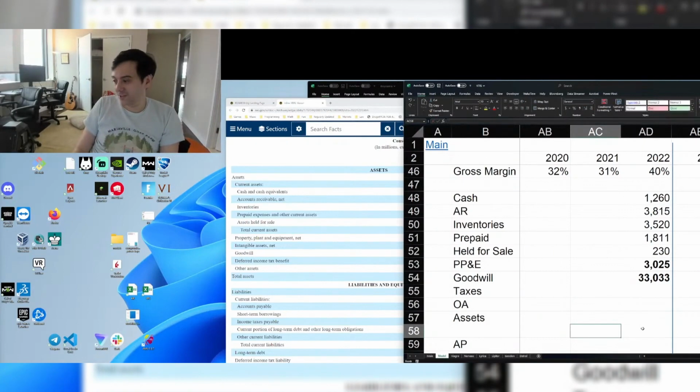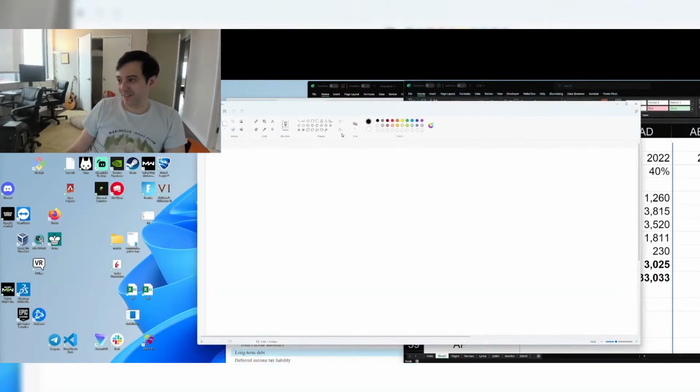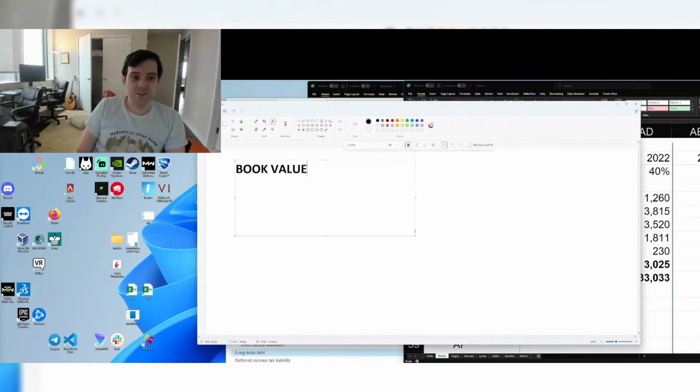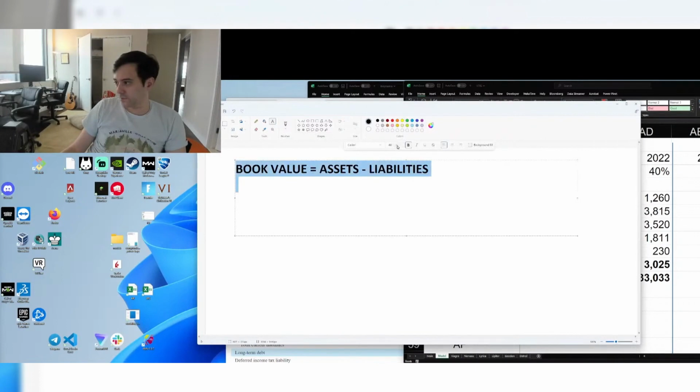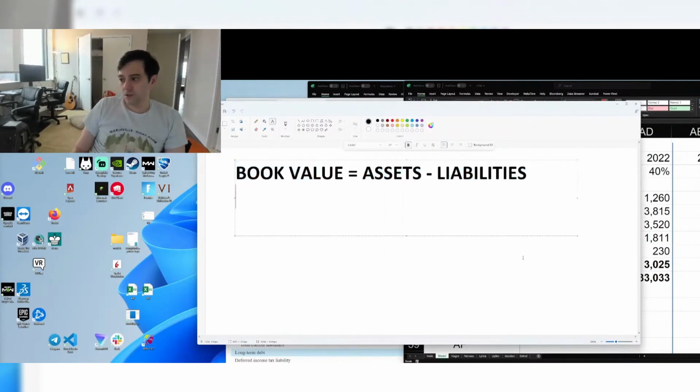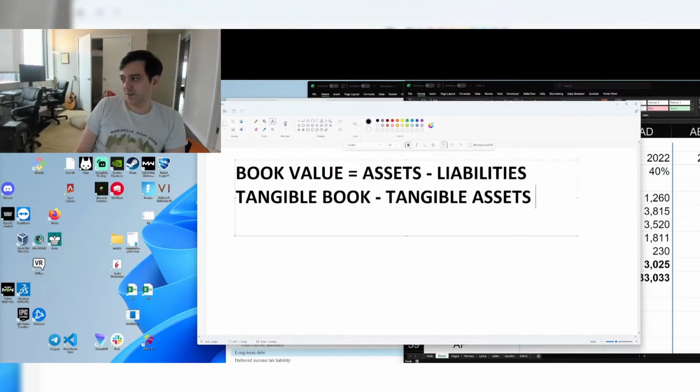Because there's book value. Let me just get Microsoft Paint out here. There's book value, which is assets minus liabilities. And this is Financials for Dummies, or Financials 101. But not everyone studies this as much as I do. And then there's tangible book, which is your tangible assets minus liabilities. I like to look at tangible book because at the end of the day, goodwill doesn't mean anything to me. Right? I can understand what cash is.